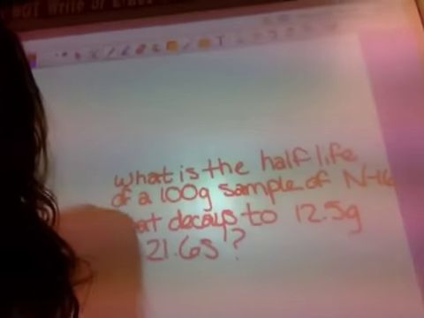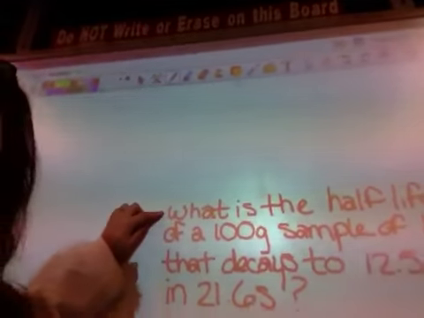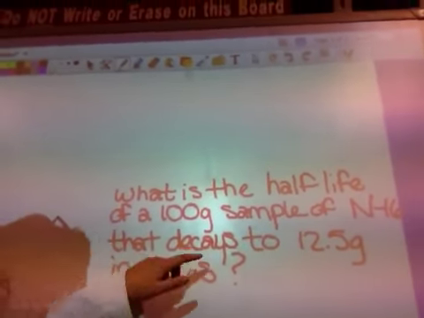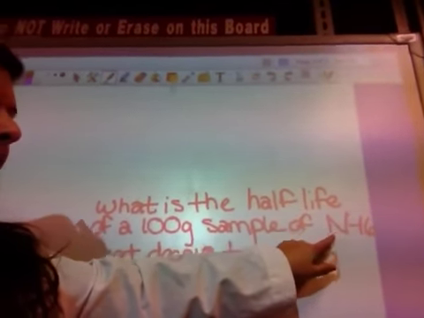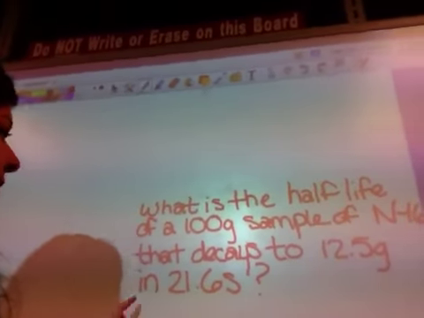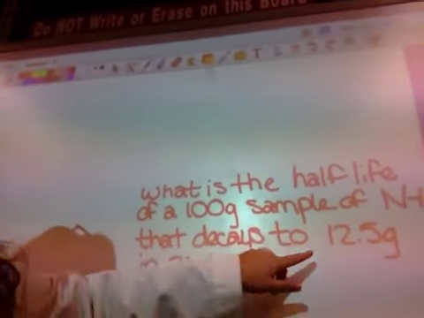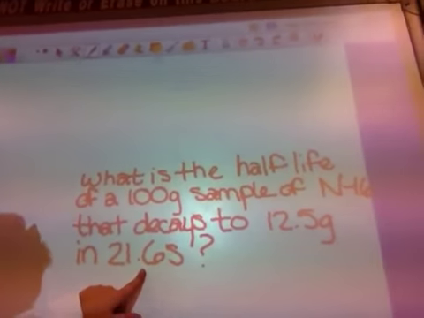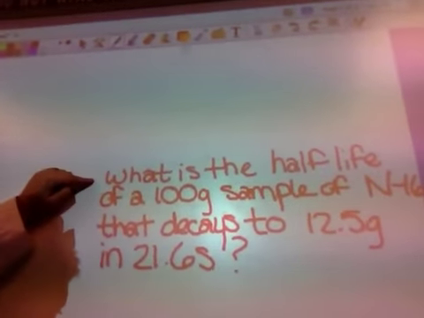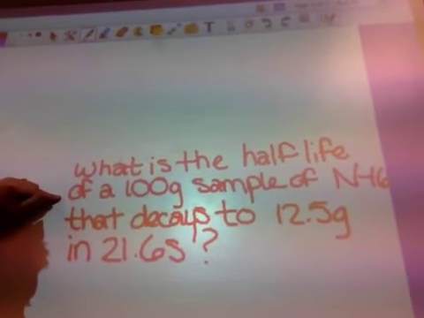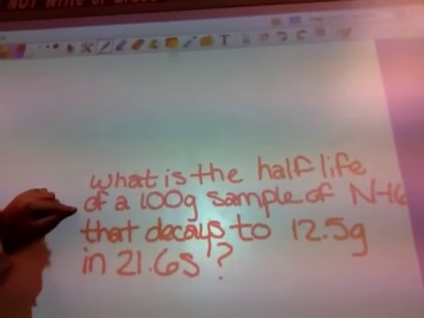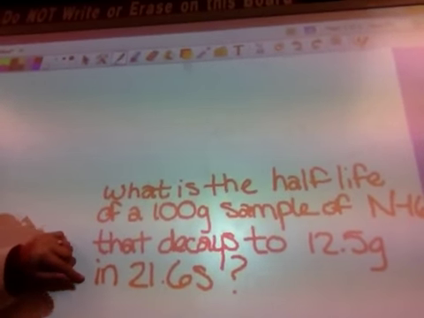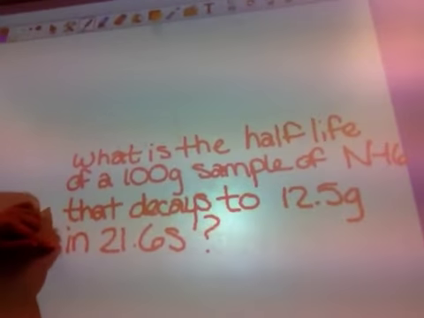Okay, here's my example. I want to know, what is the half-life of a 100-gram sample of N, which stands for nitrogen, so of nitrogen-16, that decays to 12.5 grams in 21.6 seconds? So let's read that again. What is the half-life of a 100-gram sample of nitrogen-16 that decays to 12.5 grams in 21.6 seconds?